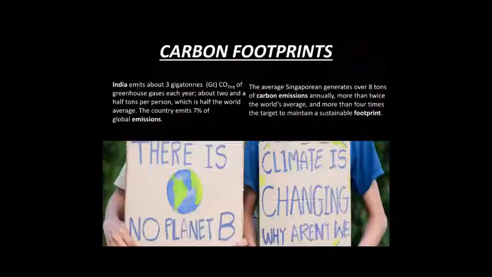Carbon footprint. Carbon footprint is the amount of carbon emissions by a human activity. It can be caused by an individual or a family, an event, an organization, or an entire nation. In India, 3 gigatons of carbon is released annually, and in Singapore, 10.31 tons of carbon is released annually. In India, the pollution level is really very high. Carbon footprints can be reduced by planting more trees, using renewable energy sources, using public transport instead of private vehicles, and using a bicycle or walking for short distances, because there is no planet B and we need to save our living planet.